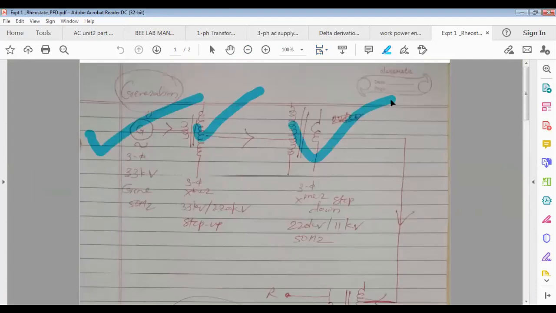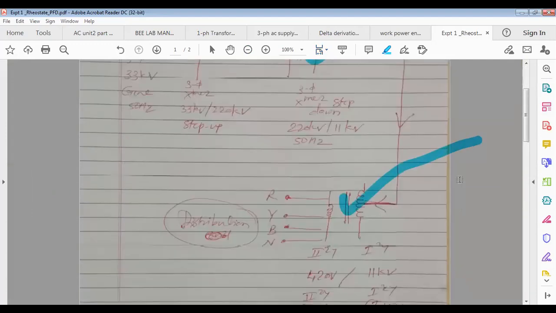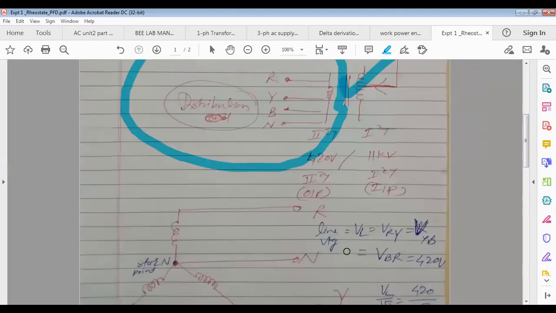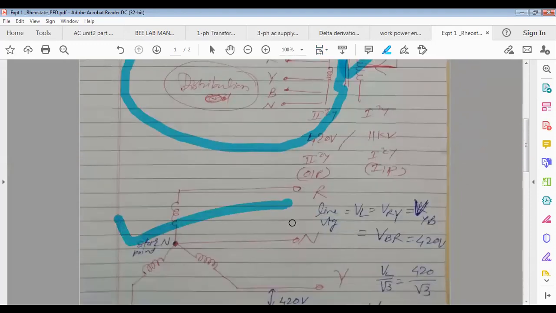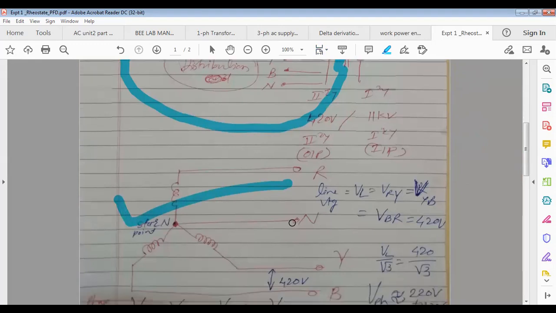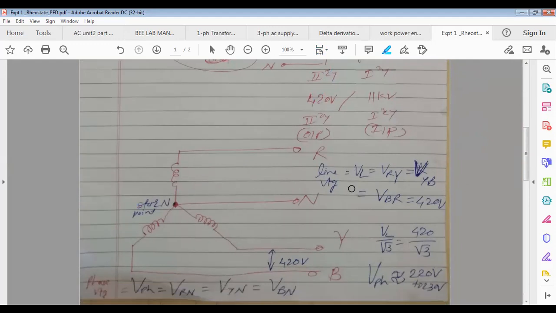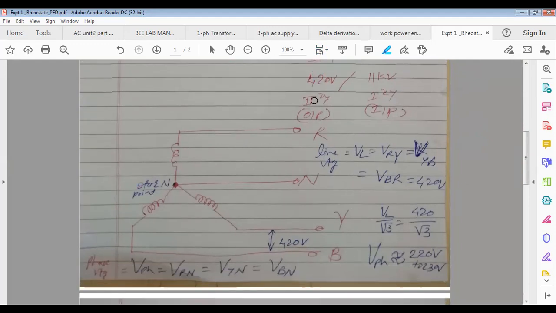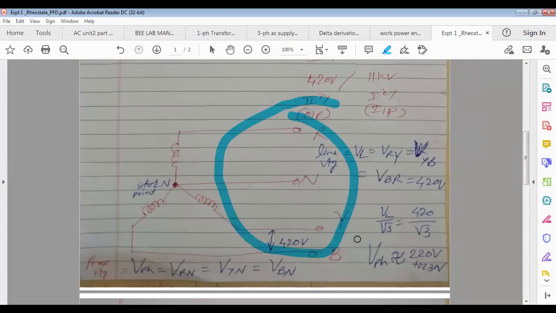Generator, then step up transformer, step down transformer. This is the distribution transformer. MCQ question: the secondary winding of a distribution transformer is always connected in star or in delta? Star. In star. Keep this in your mind. It is always connected in star. So this is the 3-phase AC supply, and R to neutral, Y to neutral, B to neutral is the single phase AC supply.